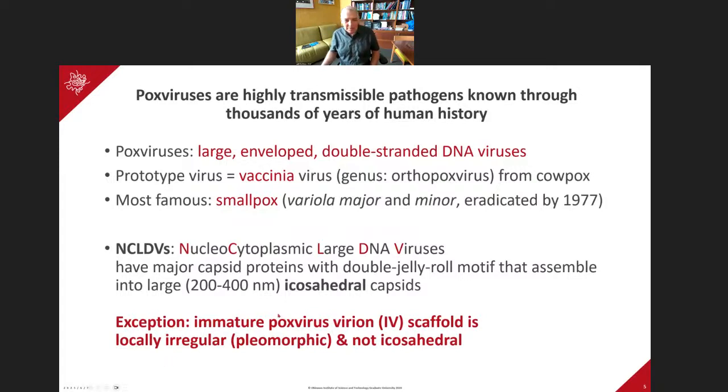Right, so I'm going to talk about the IV, the immature virion, and its scaffold is different to the NCLDVs that form icosahedral scaffolds. So the IV doesn't have an icosahedral scaffold, but it has a smooth, round sphere that is about 400 nanometers in diameter. And it's locally irregular. So the question is now, like, how does this form?